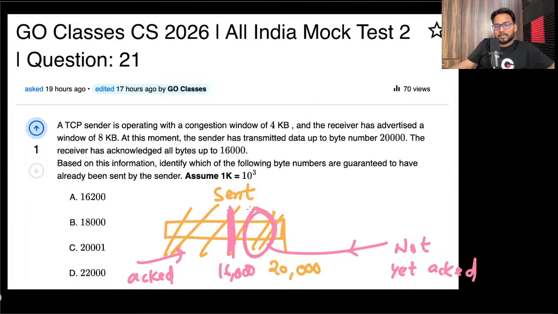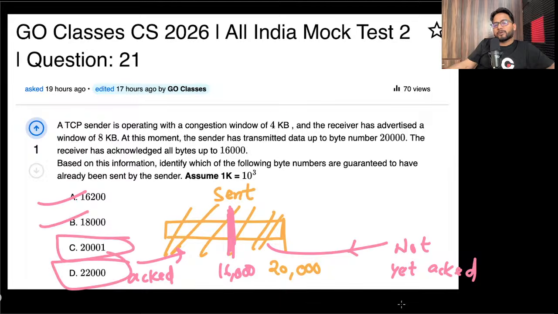Yes, this is sent. 18,000 is also sent. Is 20,001 sent? No, because they are saying only up to 20,000 has been sent. So this is sent, this is sent, and this is not sent. You don't need this information, or this information, to solve this question. So A and B are the answers, which means 16,200 is sent and 18,000 is also sent, right?